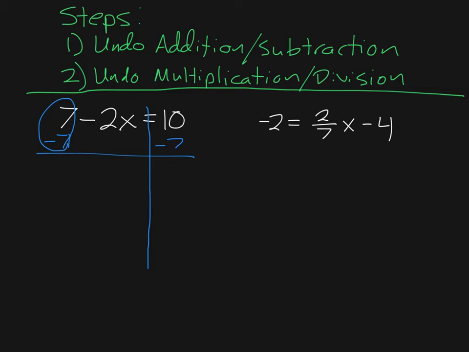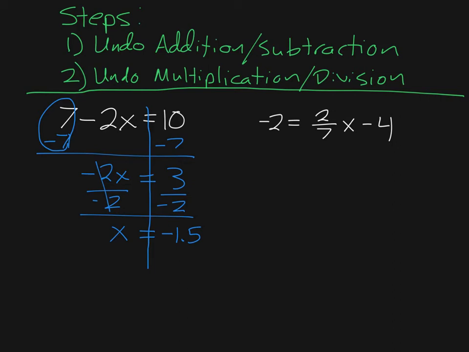7 minus 7 is 0. Now we have to be very careful in this problem. Here it says minus 2x, right? We could think of this as plus negative 2x. So this 2x term is actually negative. We're going to write negative 2x equals 3. Negative 2x equals 3. Now this means negative 2 times x, that's multiplication. So we're going to divide by negative 2. Negative 2 divided by negative 2 is 1. We're left with x equals negative 1.5.